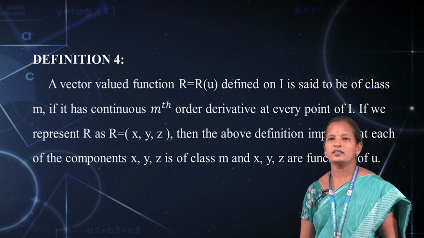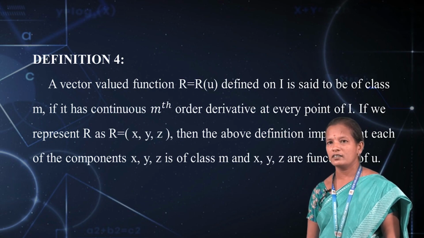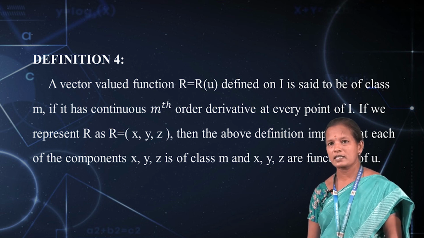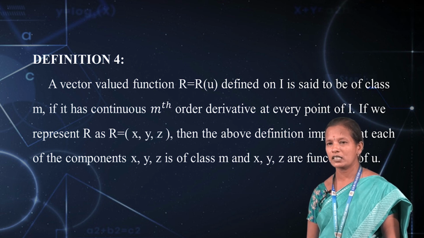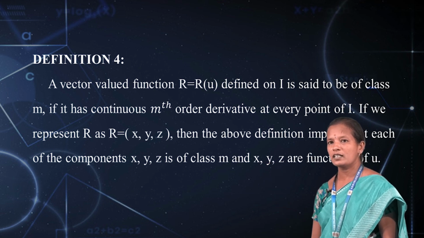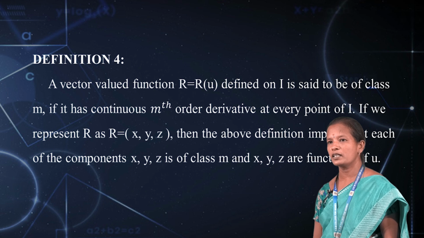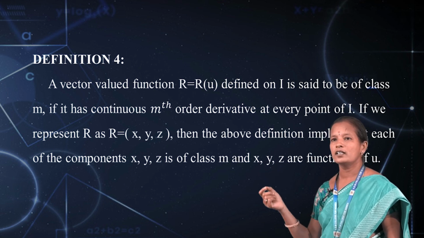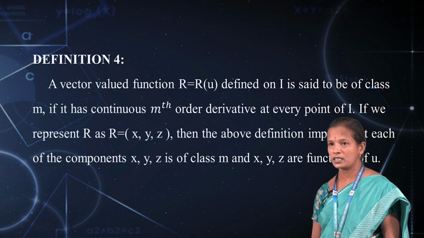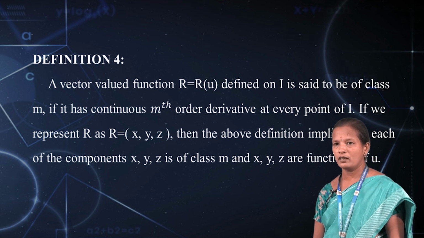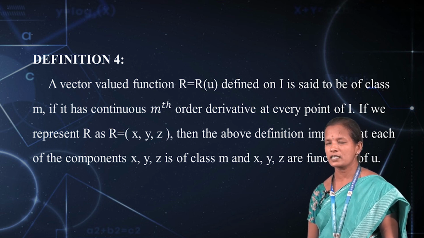Next, let us go for the vector valued function R vector. You know well the R vector, already studied in the lower classes. That is, x, y, z is the R vector. A vector valued function R equal to R of u defined on I is said to be of class M if it has a continuous mth order derivative at every point of I. If we represent R as R equal to x, y, z, then the above definition implies that each of the components x, y, z is of class M, and x, y, z are functions of u.